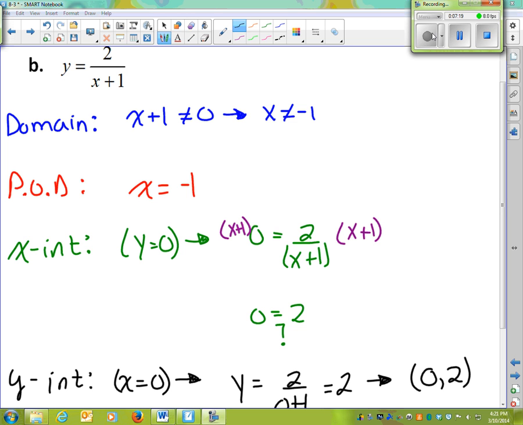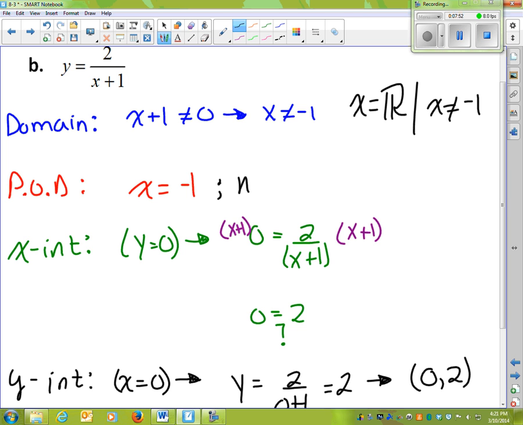Here's the work that I had going through the problem. When I found the domain, I set the denominator not equal to 0 because it can't equal 0, and I got that x was not equal to negative 1. So my domain is that x is equal to all real numbers such that x cannot equal negative 1. The point of discontinuity was at negative 1. There's nothing that I could cancel. Therefore, this is a non-removable point of discontinuity.